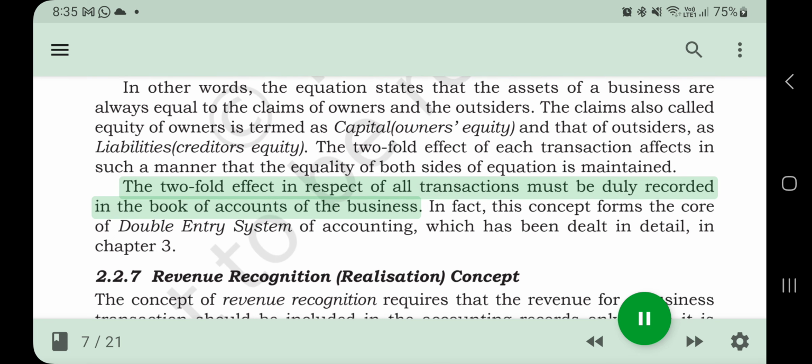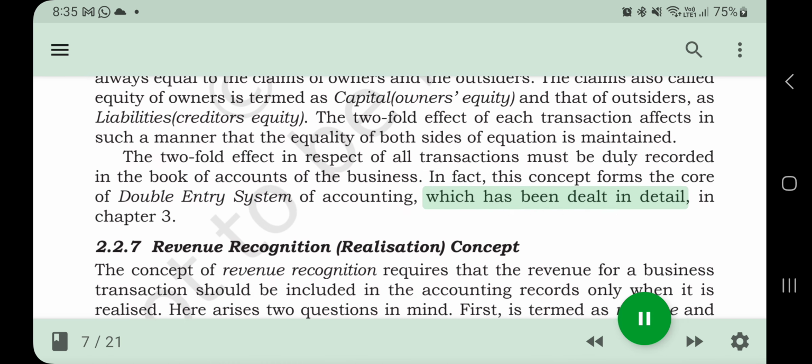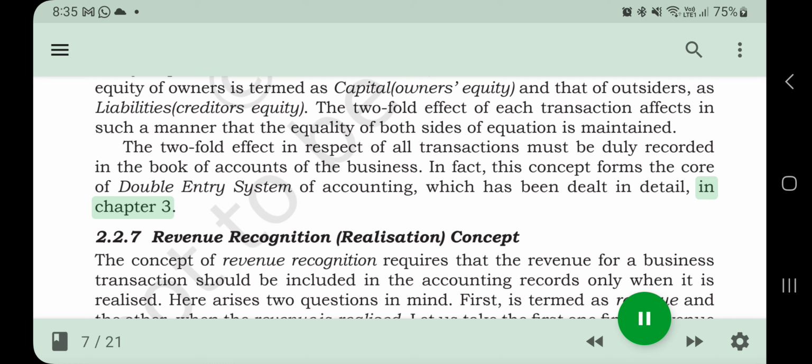The twofold effect in respect of all transactions must be duly recorded in the books of accounts of the business. In fact, this concept forms the core of the double entry system of accounting, which has been dealt with in detail in Chapter 3.